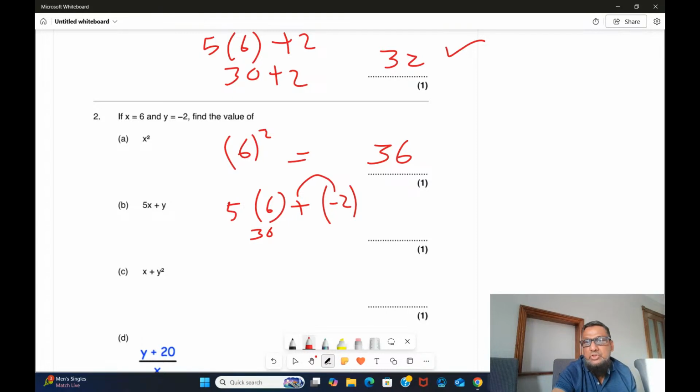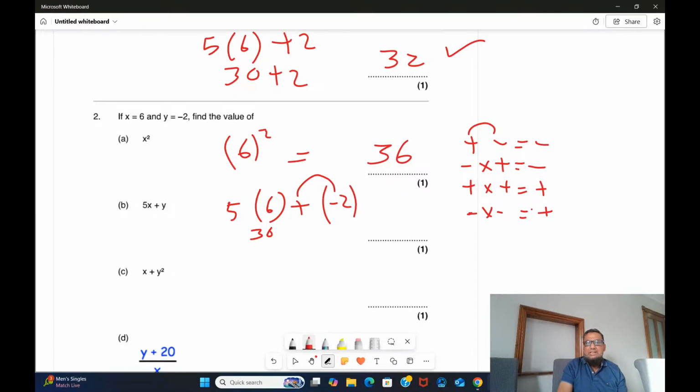If you remember the rules, when we multiply plus times minus, the sign is going to be negative. Minus times positive is going to be negative, positive times positive is going to be positive, and minus times minus is going to be positive. So these are the rules for signs, positive and negative. So plus minus is going to be changed to negative, and then take away 2. So the answer will be 30 take away 2, which is 28.